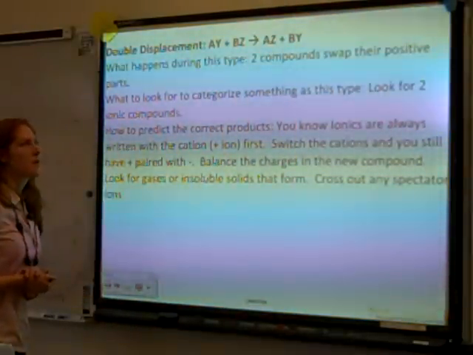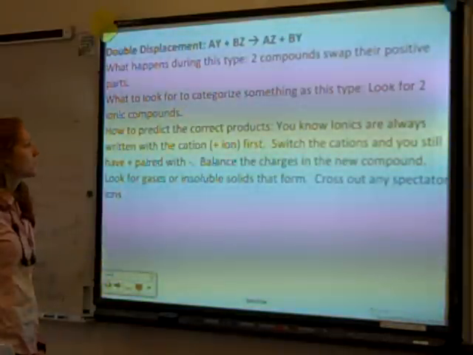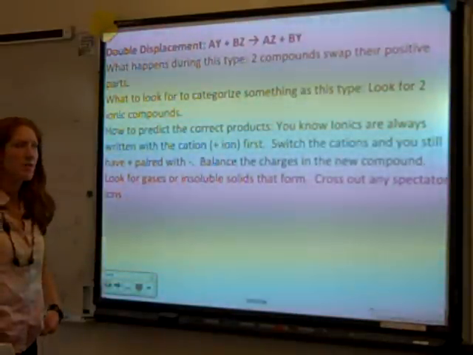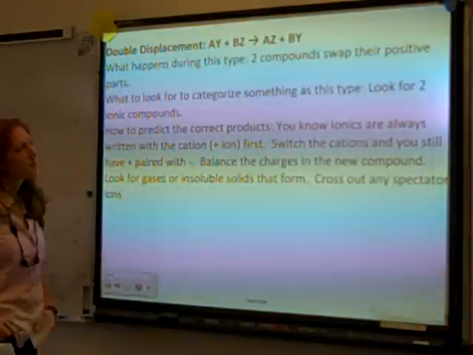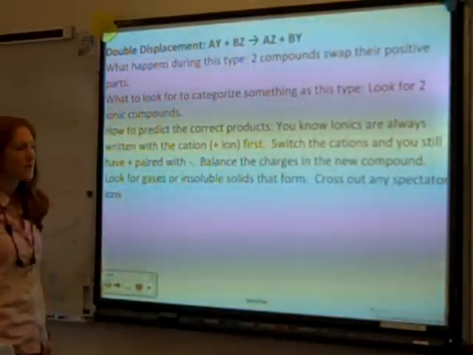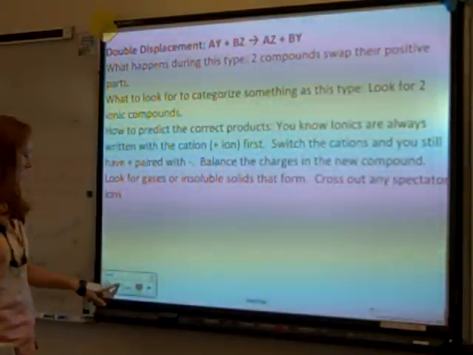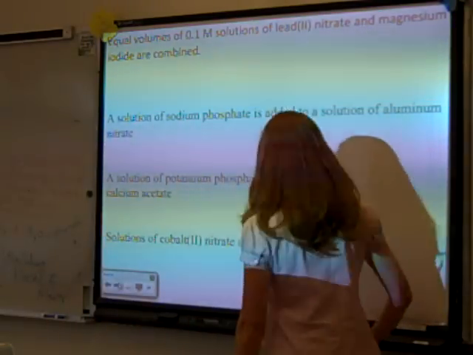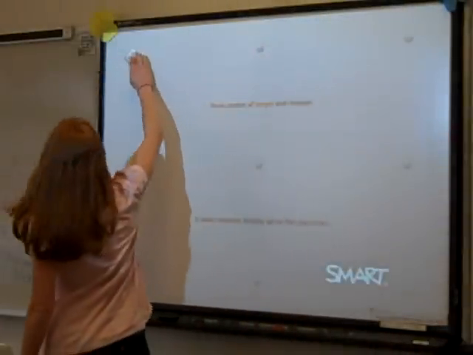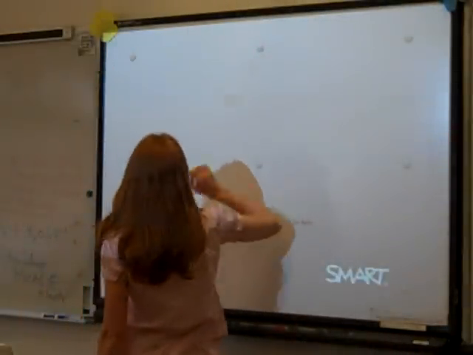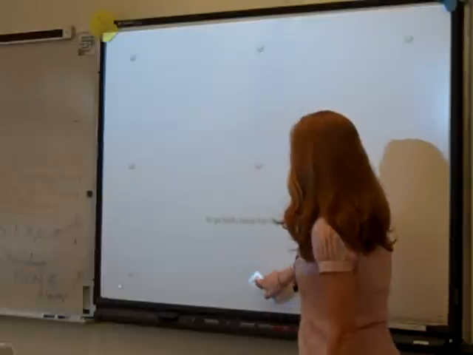So look for two ionic compounds. Rearrange them. What you need to be able to do these is you have to know your polyatomic ions to be able to write the formulas, and you're going to have to know your solubility rules. We're going to cross out any spectator ions, so anything that is soluble in the beginning and is soluble in the end, we just cross it out because it didn't do anything.